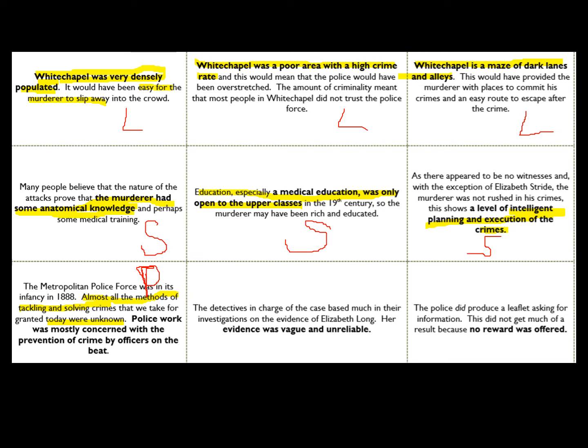Our next one says the detectives in charge of the case based much of their investigations on the evidence of Elizabeth Long, so someone that had said she'd seen things but didn't really, and her evidence was vague and unreliable. So again, that's another police mistake point that we've got here, so P. Next card says the police did produce a leaflet asking for information, but this did not get much of a result because no reward was offered. So they didn't reward anybody with information, so they didn't actually find more information when they needed it. So that's again a police mistake.